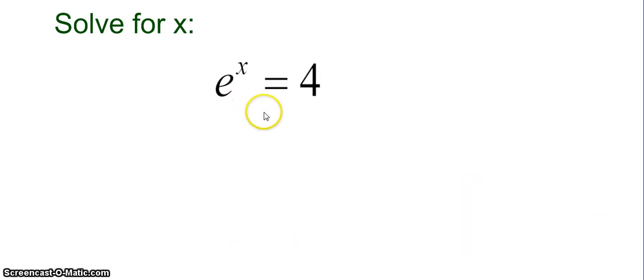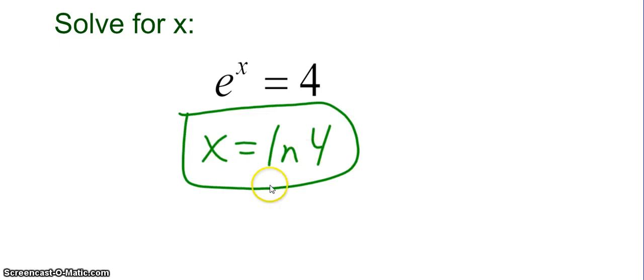Next, e to the x equals 4. Solve. Pause the video. Unpause and check. x equals natural log of 4. That's it. So this was an exponential equation that was not obvious. I can't easily change 4 into something base e, because, well, e is e. So I can just rewrite this as a log equation. So I know x equals natural log of 4.